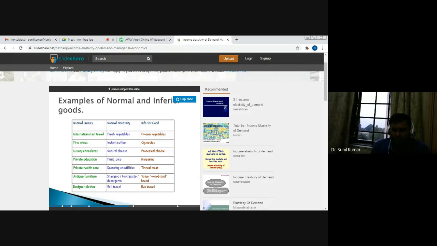Examples of normal and inferior goods: you all know what normal goods and inferior goods are. Frozen vegetables, cigarettes, processed cheese, tinned goods, bus travel, ghee, Dalda, all these are known as inferior goods. And superior goods are desi ghee, Horlicks, Bournvita, natural cheese, fruit, milk. These are what we will call the normal or necessity goods.